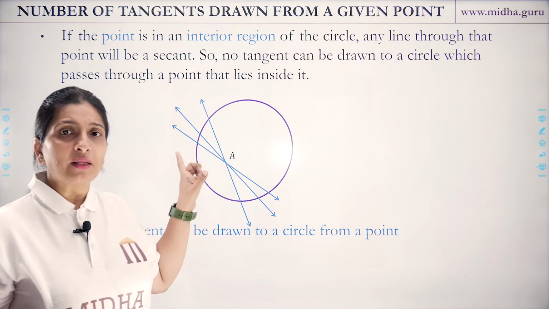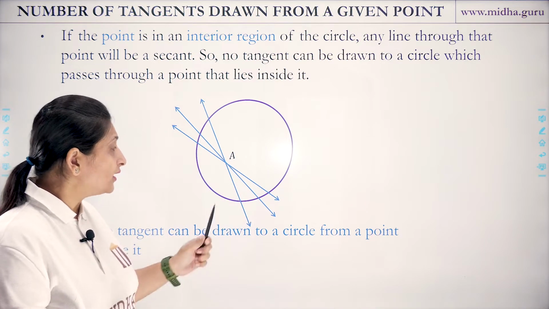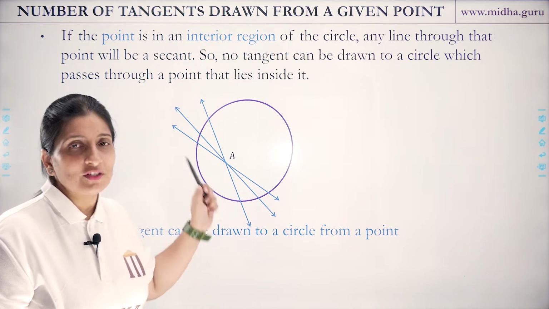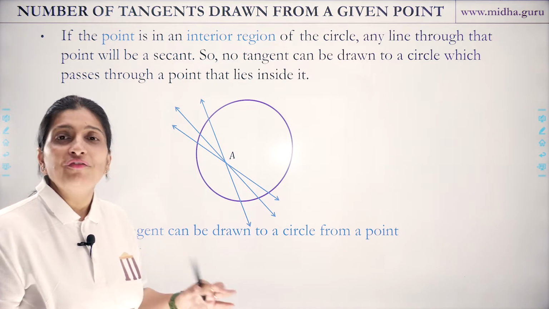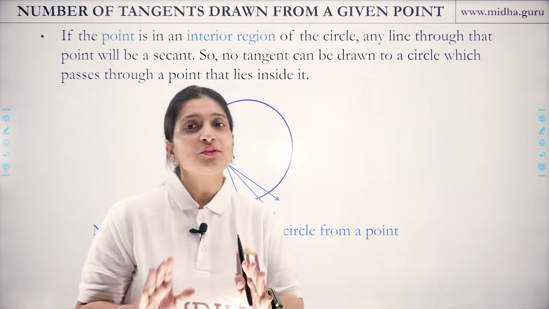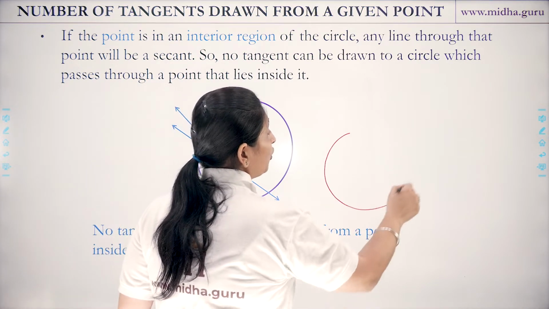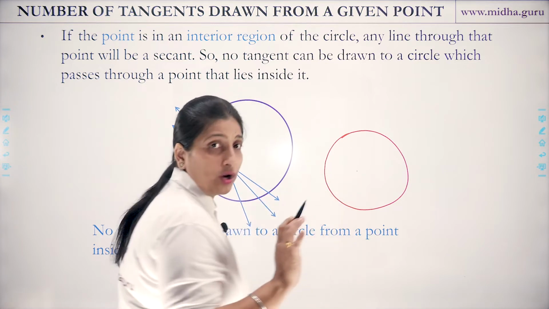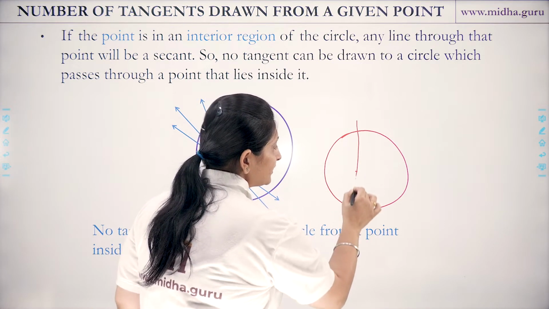This is the case when the point is in the interior of the circle. If the point is in the interior of the circle, number of tangents which can be drawn through this point is 0. We cannot draw tangents to the circle when the point is in the interior of the circle, because any line drawn through this point will be a secant to the circle.